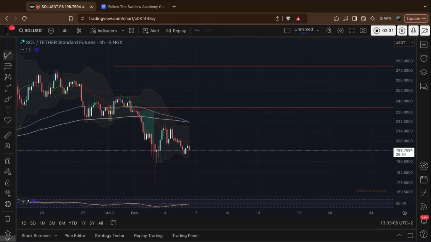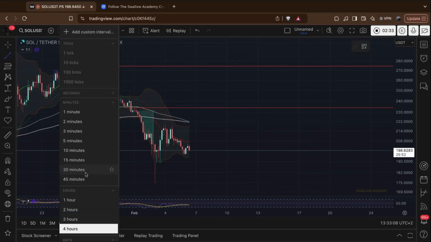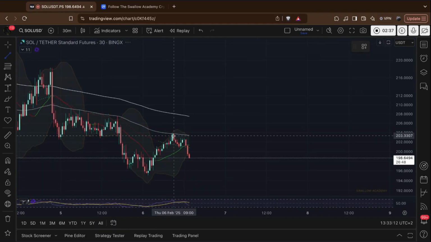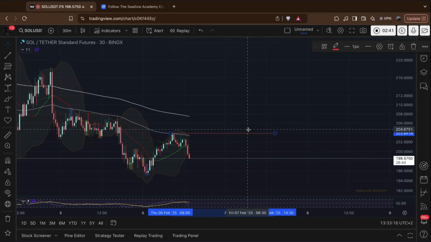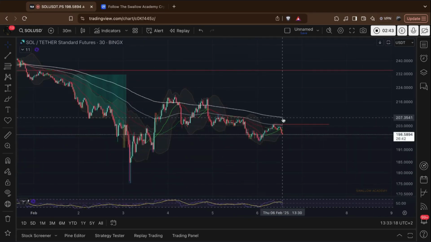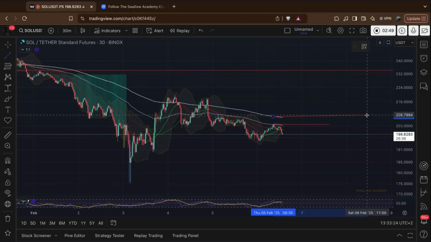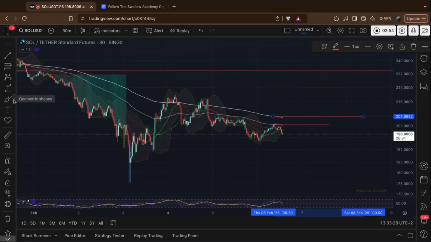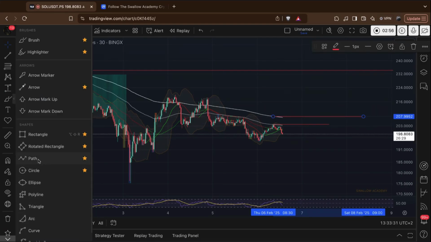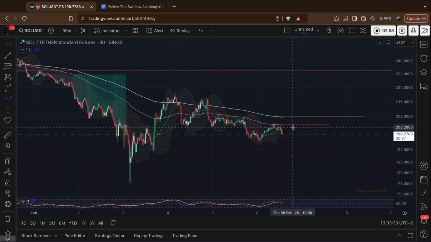Now, what we are going to look for is basically, let's go on the 30-minute time frame for proper entry zones. If we see a breakout from this zone here, then we are most likely going to see an upward movement. This would be a first confirmation, and the last confirmation would be a breakout from this 200 EMA on the 30-minute time frame. So let's take the path as well. I'm talking way too fast today, but we've got no time.